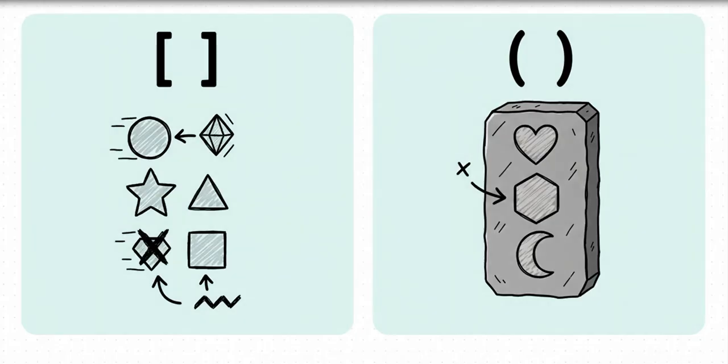So when you boil it all down, this is the fundamental difference. Lists with their square brackets are mutable. They're flexible. You can add things, remove things, change things. But tuples with their parentheses are immutable. They're constant. This one difference is what drives the decision of when to use which.